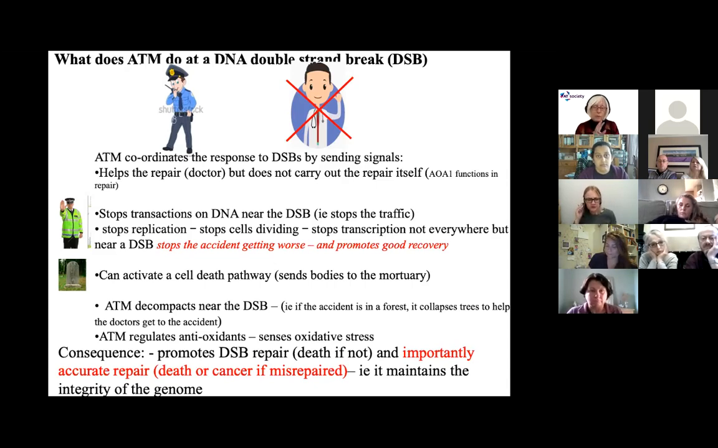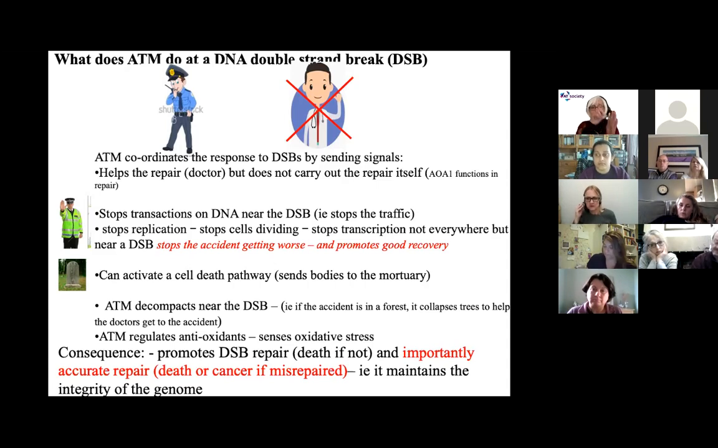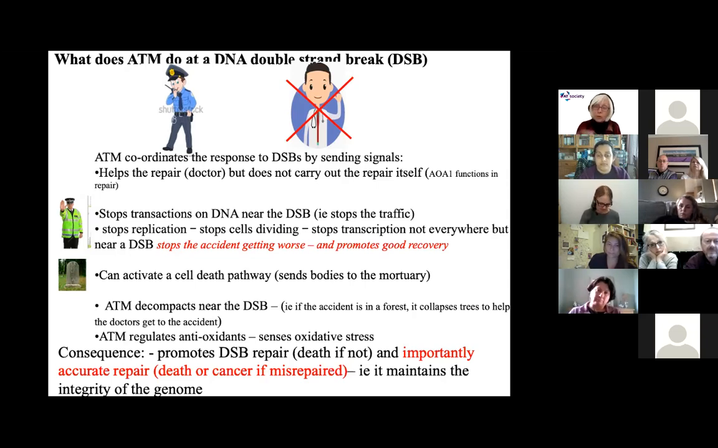That's important because if they're not repaired, they're lethal. But very important, it's not the repair, it's not the major doctor. The repair tends to take place. There's not much of a repair defect if you don't have ATM. But the really important thing is it helps to promote the accurate repair, which is very critical for maintaining your DNA strand with the correct building blocks. And that's really important both for survival and for avoidance of cancer.